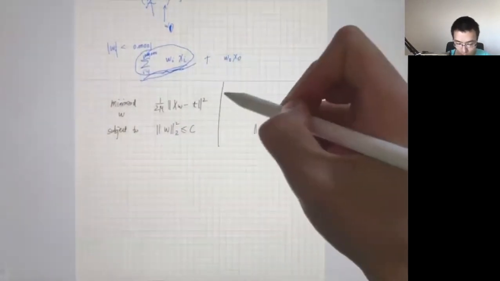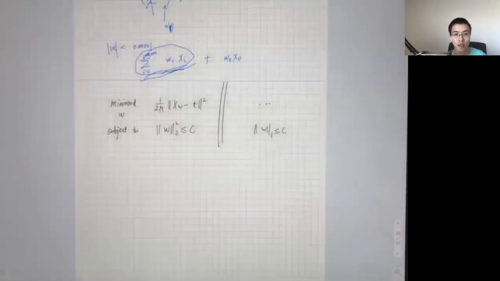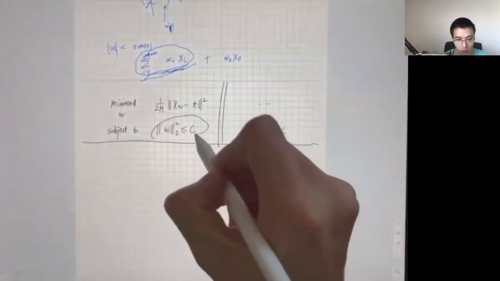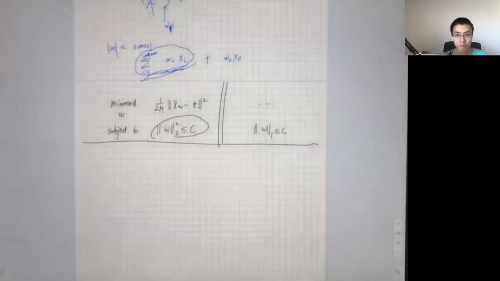So there are two optimization problems. One has the L2 norm constraint. The other has the L1 norm constraint. Without theoretical justifications, they cannot be easily solved by closed form solutions or by gradient-based methods because you don't know how to deal with the constraint here, okay?